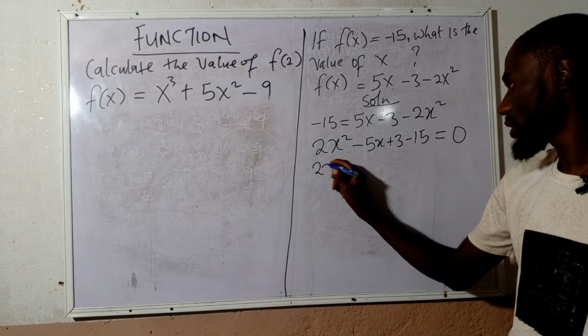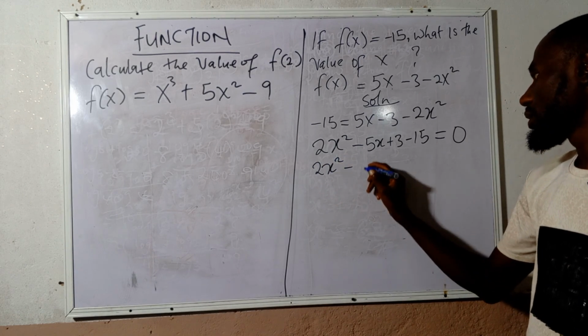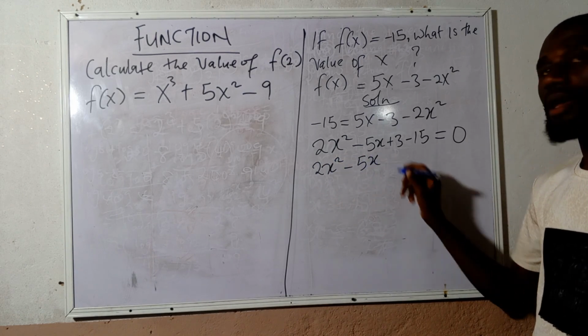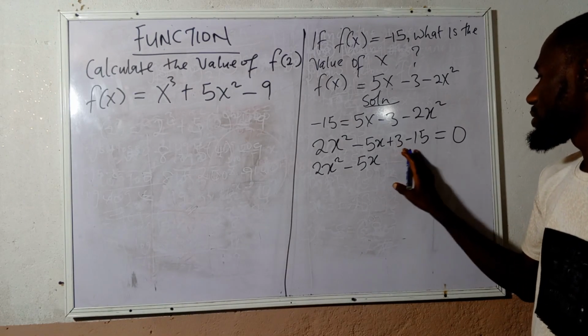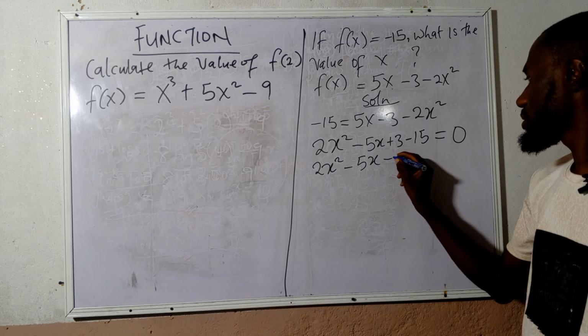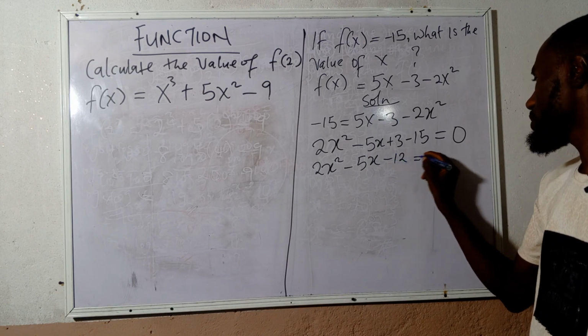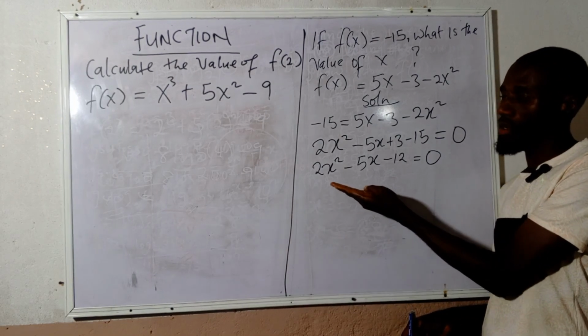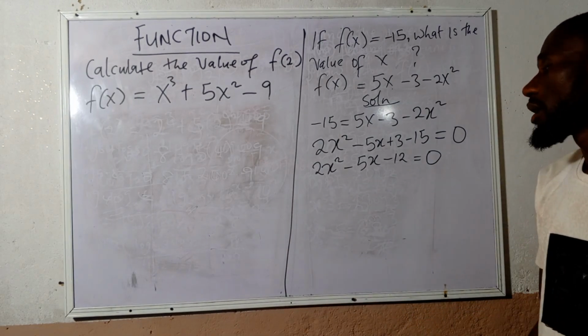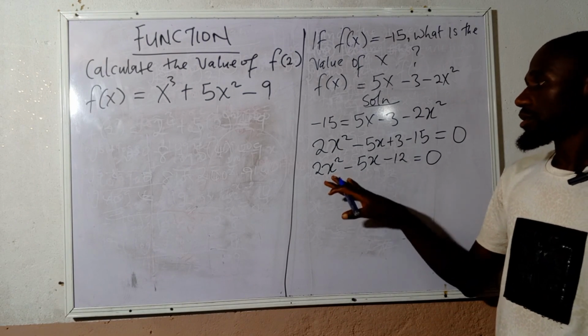Then we have 2x squared minus 5x plus 3 minus 15. This is equal to minus 12 is equal to 0. Now we have resolved it into a quadratic equation. Let's solve the quadratic equation.